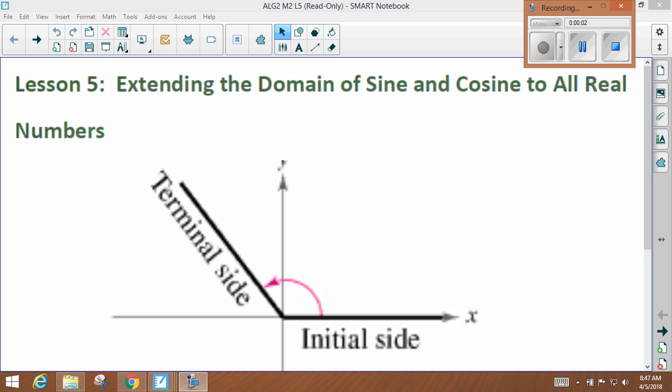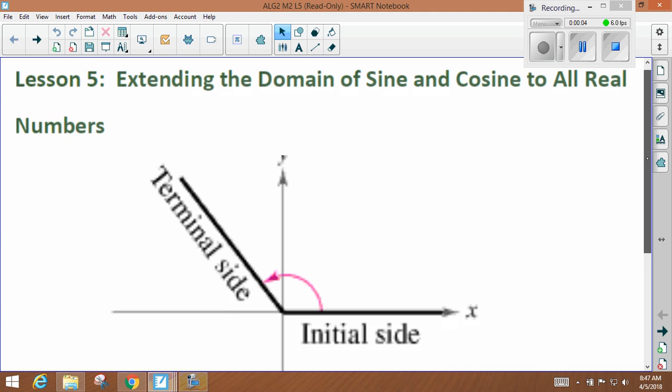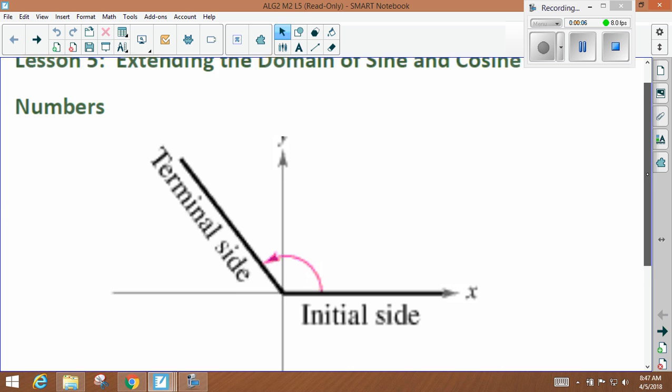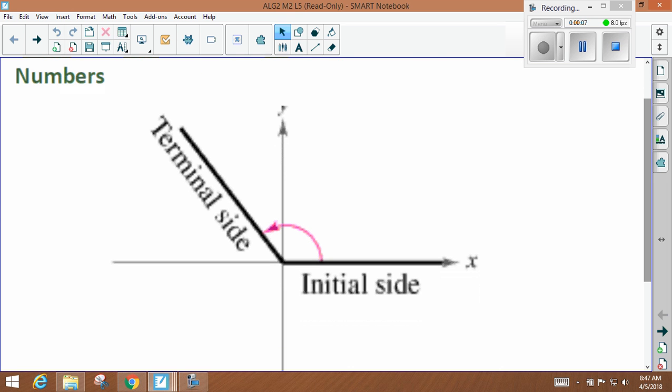Here we go. This is lesson 5. Hey, if I have an angle, I start with an initial side. And then, according to my rotation in degrees, I land at my terminal side, right? That's what that is. There's an initial side and a terminal side.